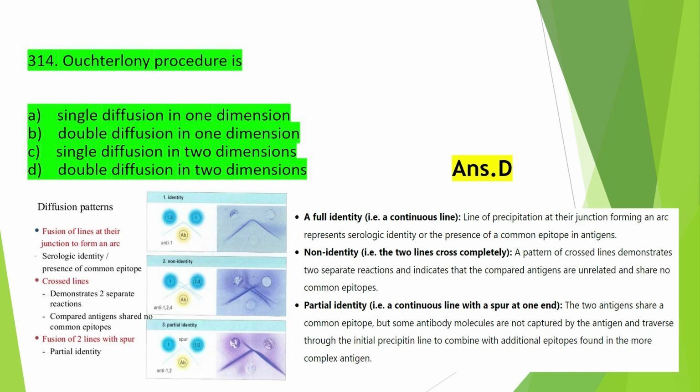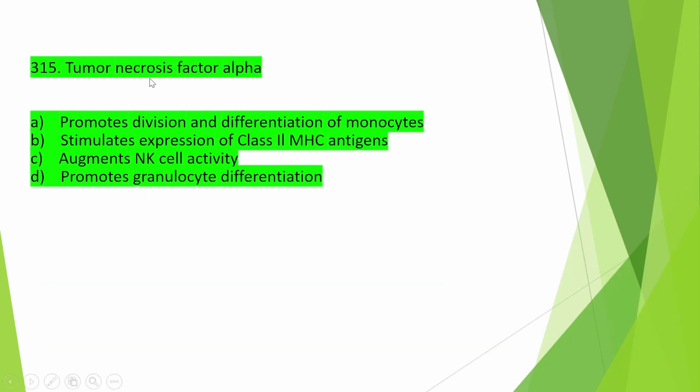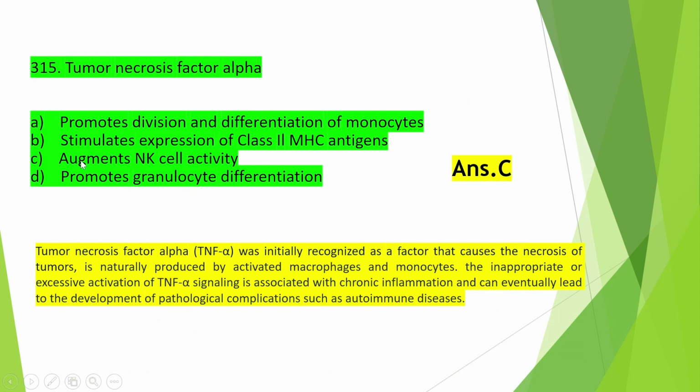Okay, so move on to the next one, that is tumor necrosis factor alpha. So the tumor necrosis factor alpha, it promotes division and differentiation of monocytes, or stimulates expression of class 2 MHC antigens, or augments NK or natural killer cell activity, or promotes granulocyte differentiation, and the right one is option C, that is augments natural killer cell activity. So tumor necrosis factor alpha augments natural killer cell activity.